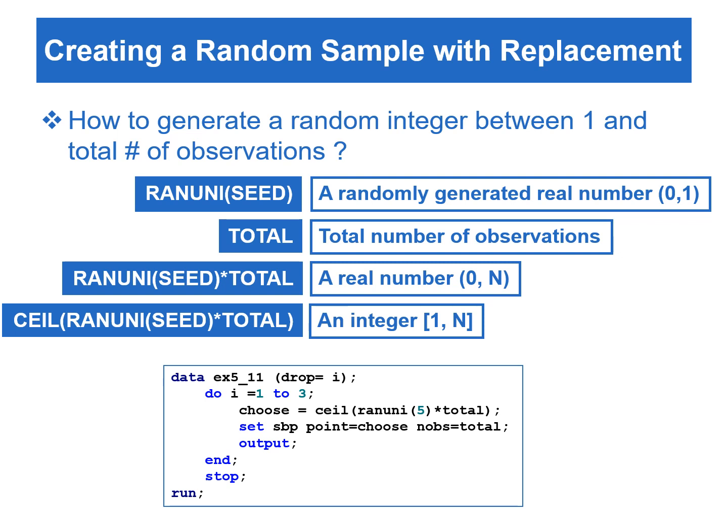This program shows how to create a random sample with replacement. You can check out the example in Handbook of Data Step Programming for creating a random sample without replacement.